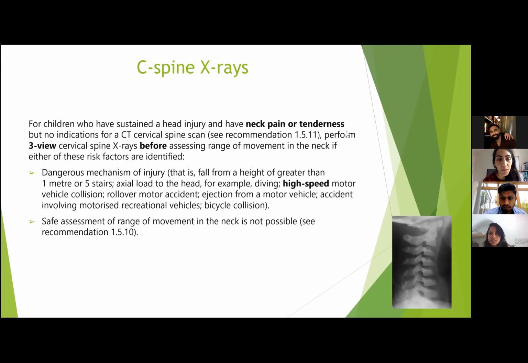AJ's just got a question. Oh, sorry, let me have a look. Yeah, AJ, do you want to speak? Because I didn't see your hand up. No worries, Kuldeep. Just that one bit about if you're going to get a scan of the rest of the body, go ahead and get a CT C-spine as well. Do you agree with that?